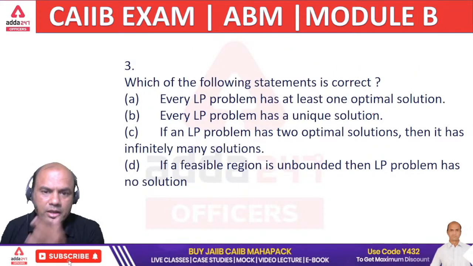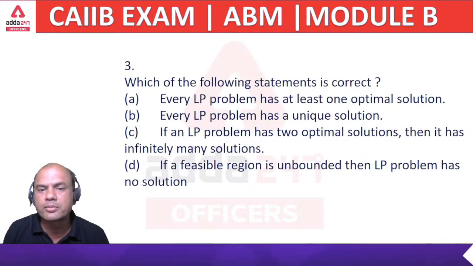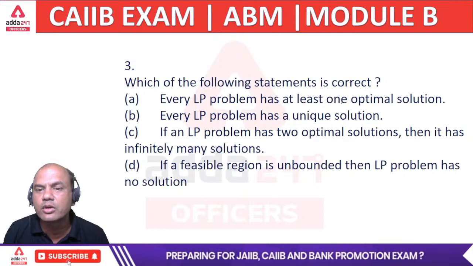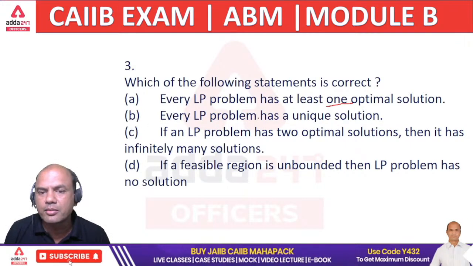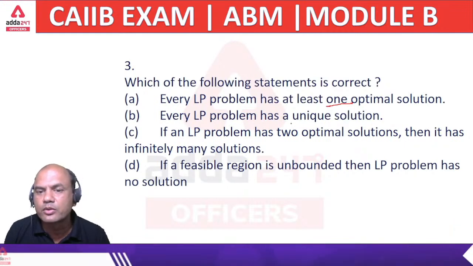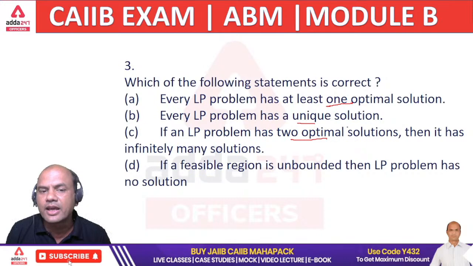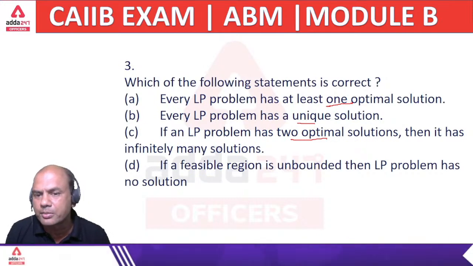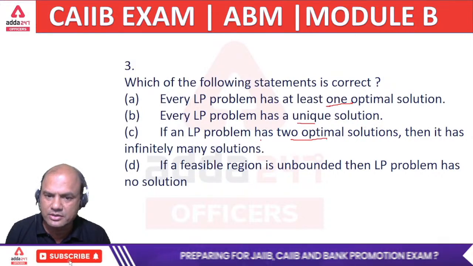Now third, which of the following statements is correct? Every linear programming problem has at least one optimal solution. Every LPP has a unique solution. Every LPP has two optimal solutions, then it has infinitely many solutions. Means if an LPP has two optimal solutions, then it has infinitely many solutions, okay?